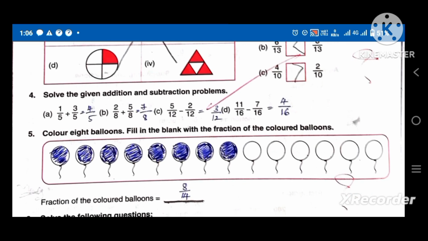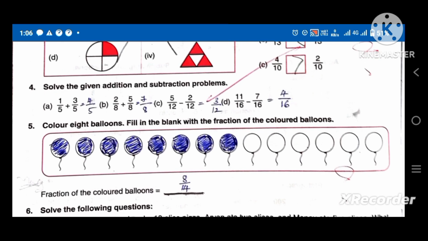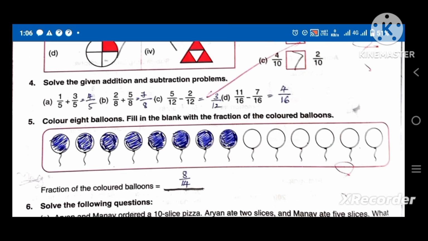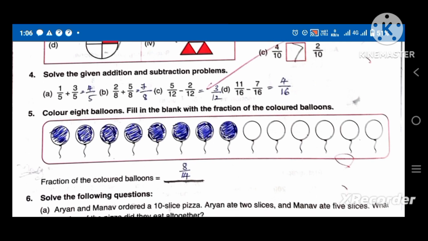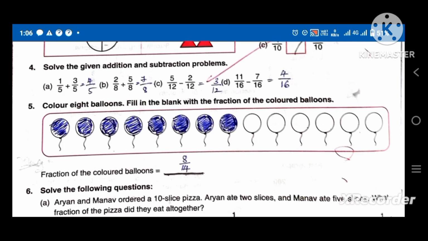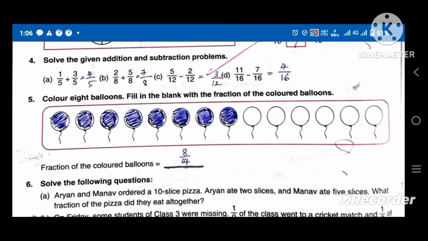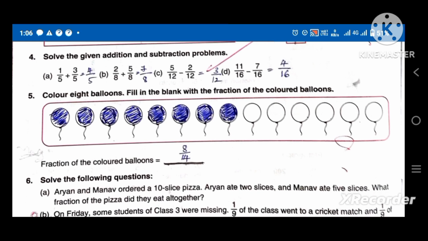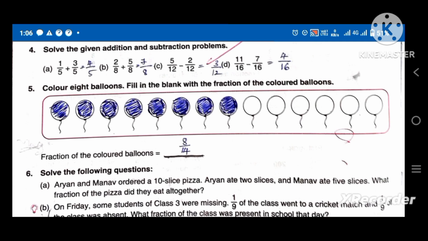Fourth main, solve the given addition and subtraction problems. A, 1 by 5 plus 3 by 5 is equal to 4 by 5. B, 2 by 8 plus 5 by 8 is equal to 7 by 8. C, 5 by 12 minus 2 by 12 is equal to 3 by 12. D, 11 by 16 minus 7 by 16 is equal to 4 by 16.